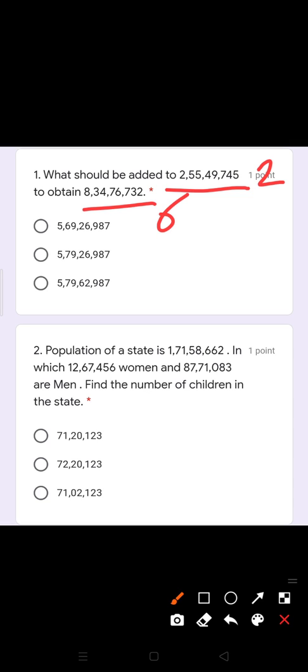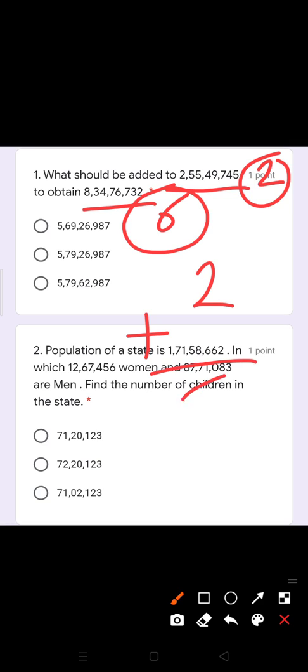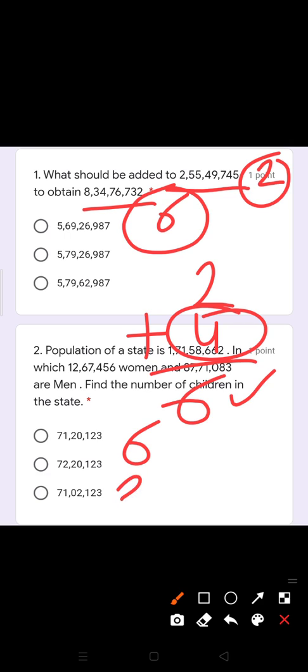So now again read the question. What should be added to 2 to obtain 6? What are you going to add in 2 so that you will get 6? Now because this is a small number, we can easily say that we have to add 4 in 2 and then we will get 6. But how are we getting this 4? We are subtracting 2 from 6. 6 minus 2 is 4. Okay, to get 4, what we are doing, we are subtracting the numbers that are given to us.